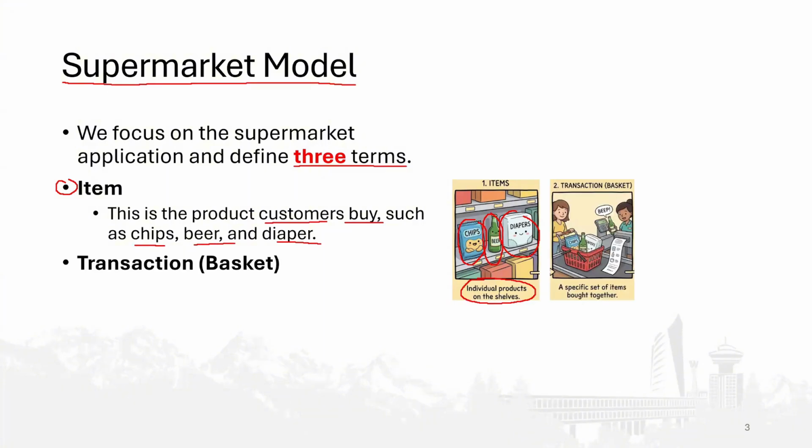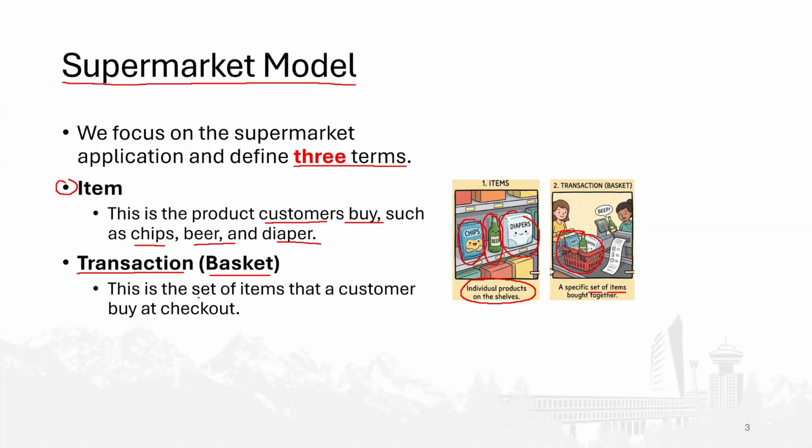Another term we want to define is transaction, or in other words, a basket. When you go to the checkout, you pick out all the items you want and make the payment at the checkout. That is called a transaction. It is a set of items that you bought together, that the customer buys at the checkout counter.